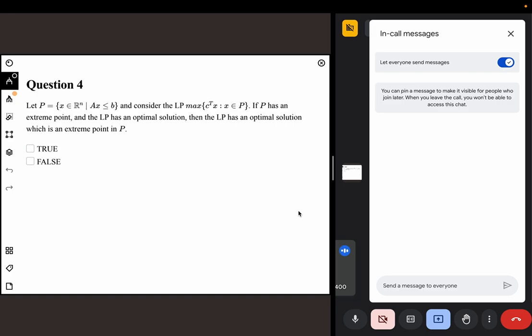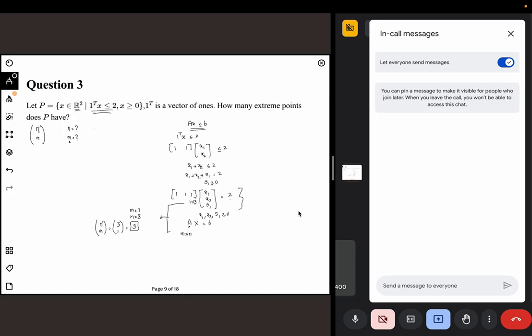Now let's consider again a similar problem. This is with respect to the weak duality and strong duality theorem that is stated. So we have a set P such that Ax less than or equal to b is true, and consider an optimal solution.